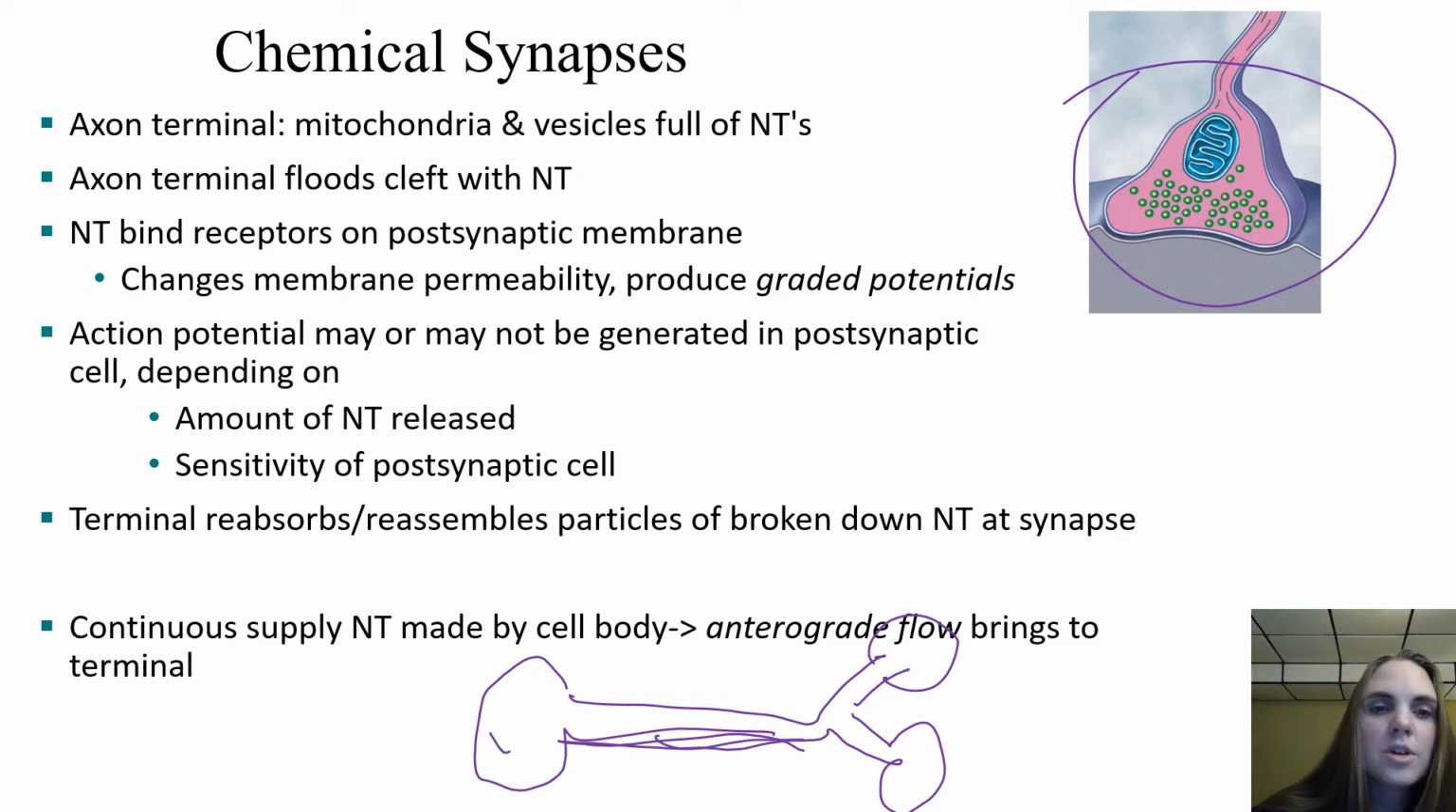Our neurotransmitters are continuously being made by the cell body, and then that anterograde flow is going to carry them down the axon to the axon terminal, where they can be released. After they're released, once we're done using them, they're going to be broken down and taken up again into the axon terminal, where they may be recycled.